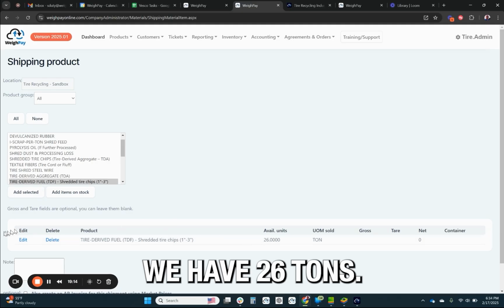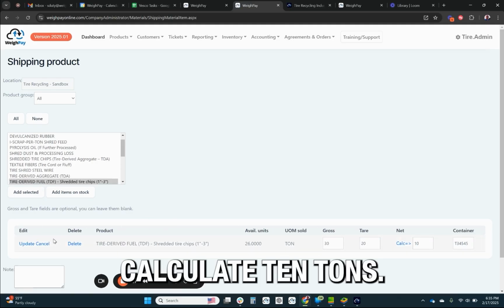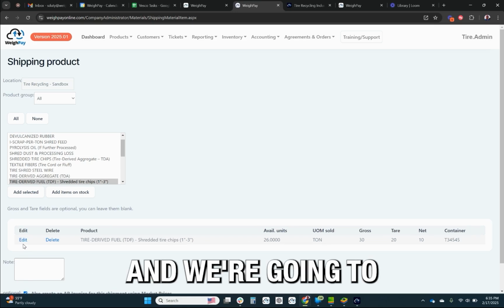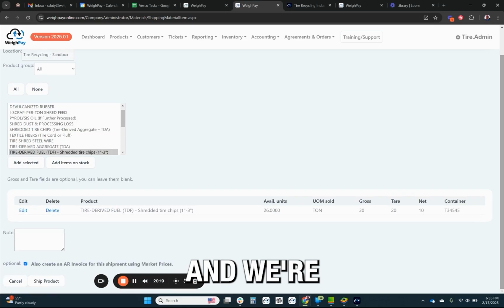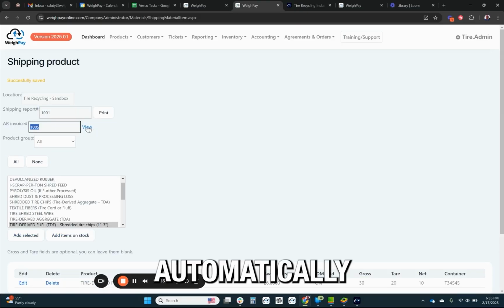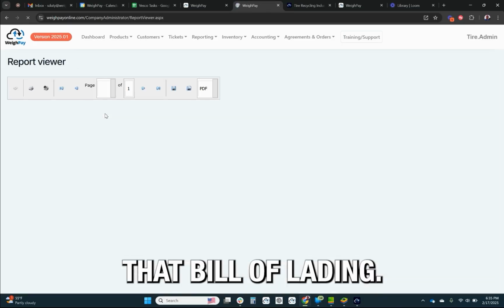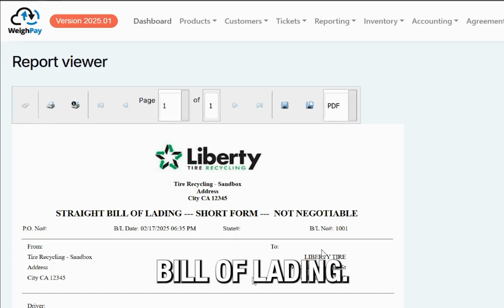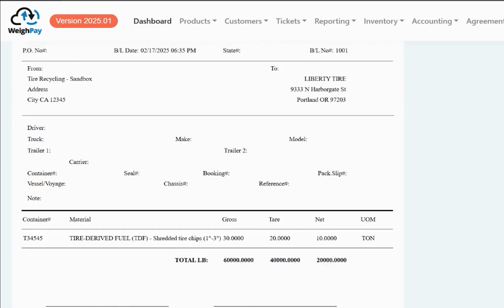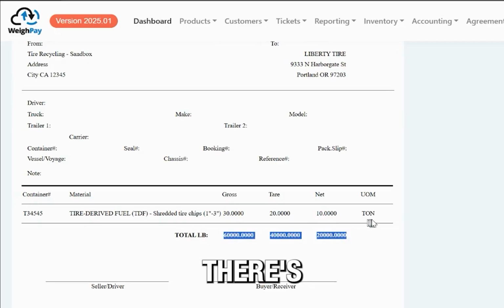We have 26 tons. We can go like this, calculate 10 tons went into that truck, and we're going to go like that. And we're going to come back to ship the product. So it automatically created an invoice, and we can print that bill of lading. So there's our bill of lading. There's the weight. There's the tonnage.